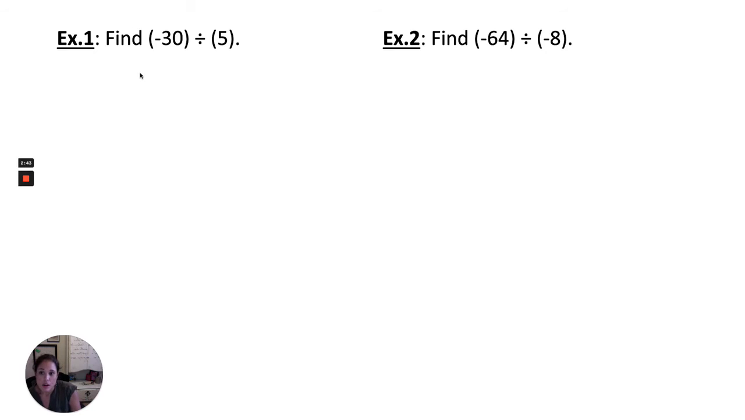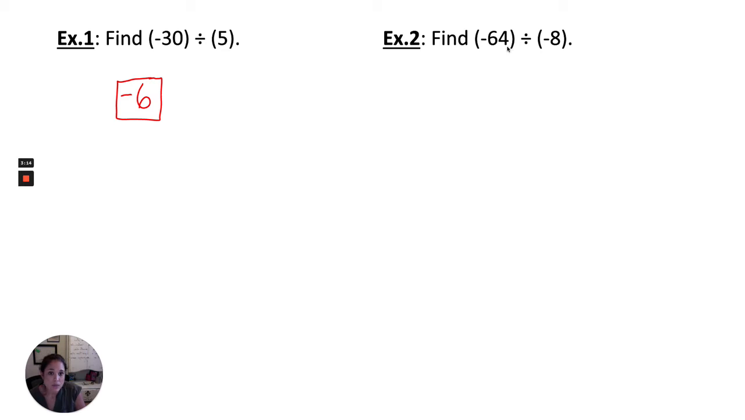So in our example 1, we have negative 30 divided by 5. You all know that this is 6. Okay? And our answer is going to be negative because we have a negative 30 and a positive 5, and the rule states when one is negative and one is positive, the answer will be negative. Okay, so negative 6.